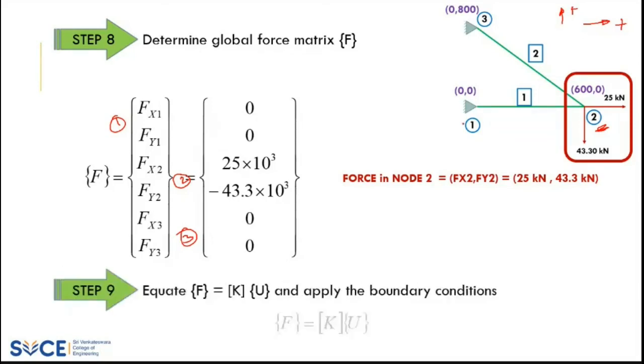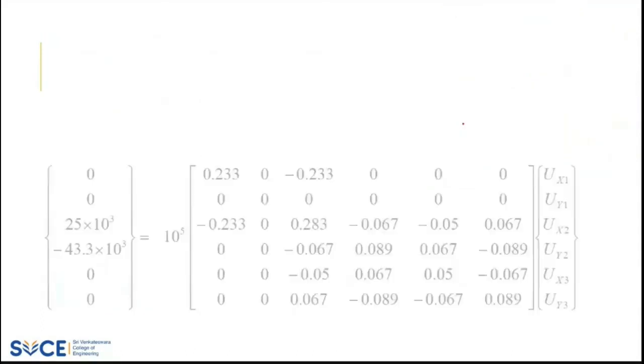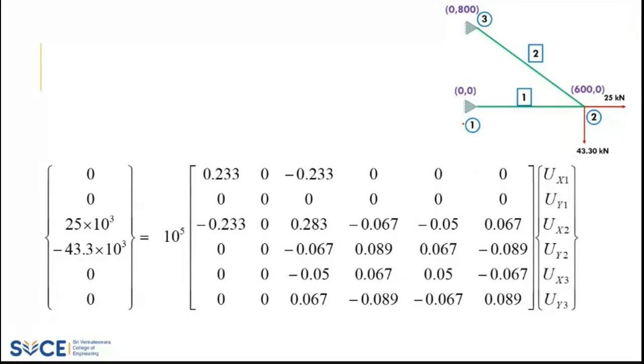Now I can equate F is equal to K into U. So let me substitute it. This is my F matrix: 0, 0, 25 into 10 power 3, minus 43 into 10 power 3, 0, 0, is equal to, this is my K matrix, and this is my U matrix. So F is equal to K into U. Now let us apply our boundary conditions.